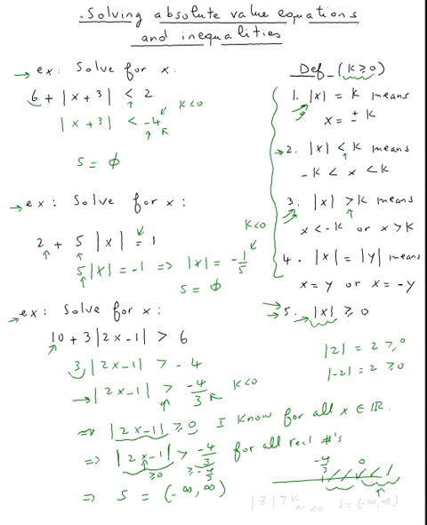So every time you have absolute value of some quantity bigger than some k which happens to be negative, the solution will always be negative infinity to infinity, always. And that's it for this example.